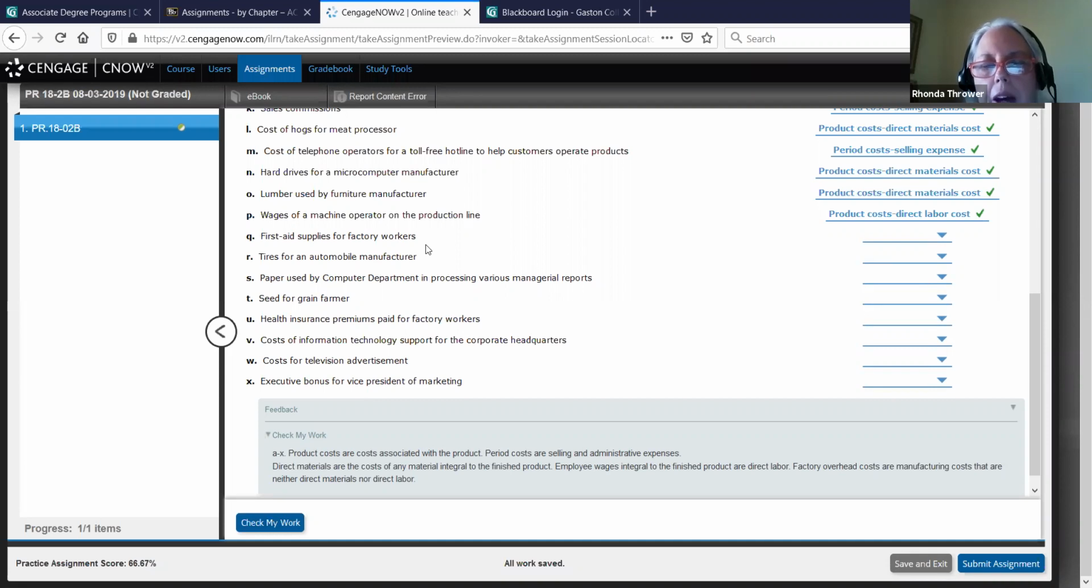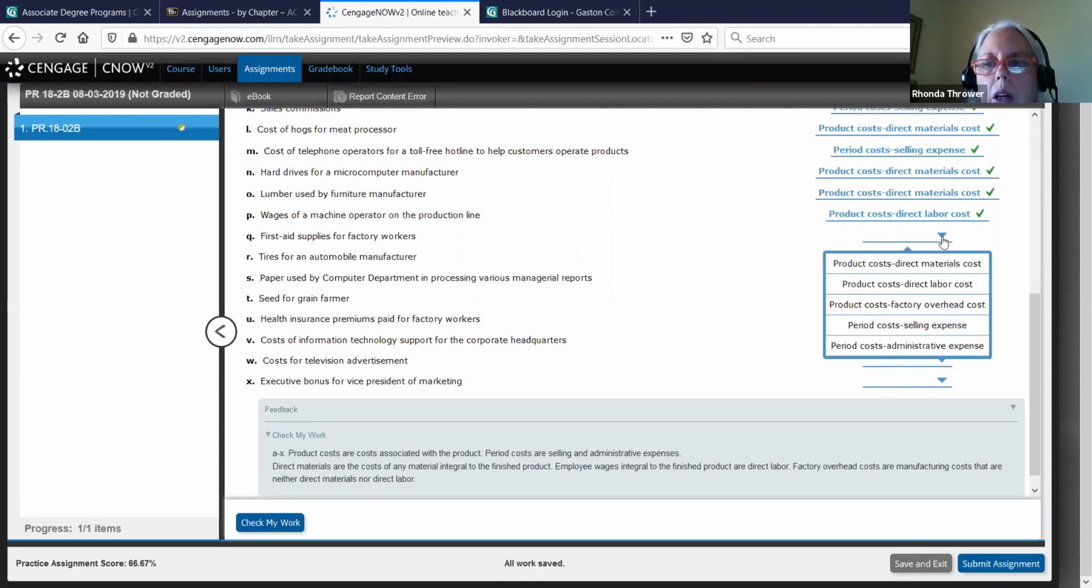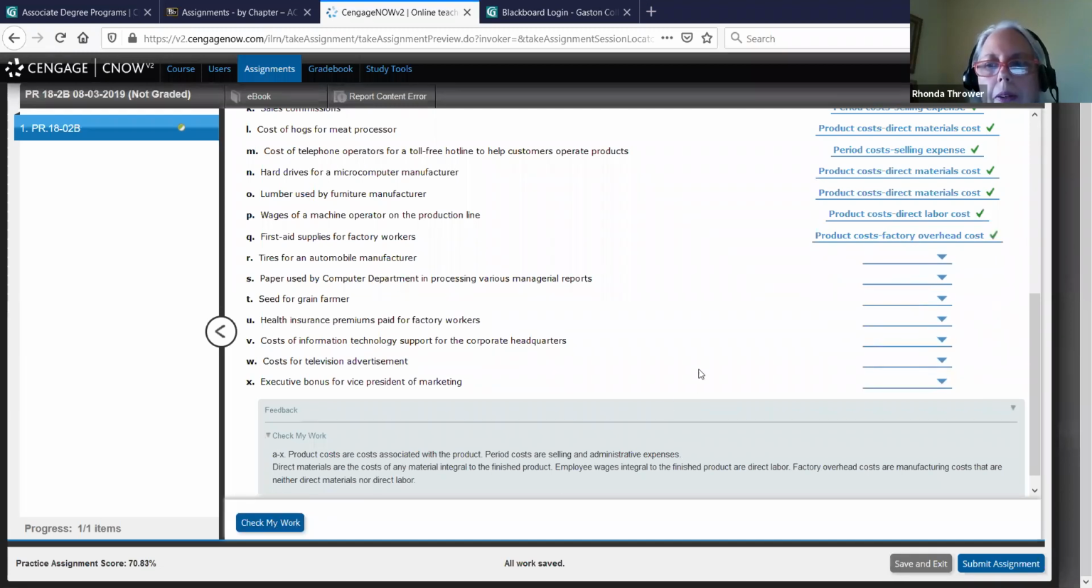First aid supplies for factory workers. We have the word factory in there, so it's most likely going to be a factory overhead. First aid supplies most likely is going to be some type of factory supply, and it's a factory cost, and so it is also a product cost. Tires for an automobile manufacturer. Tires become a part of the automobile that they're manufacturing, so that is a direct materials and it is a product cost.